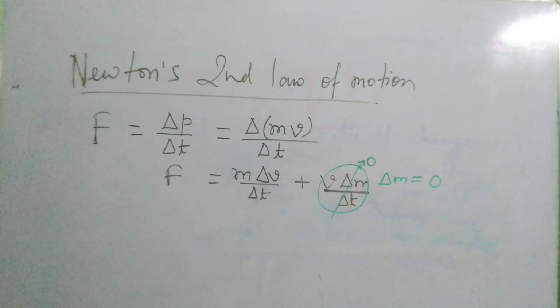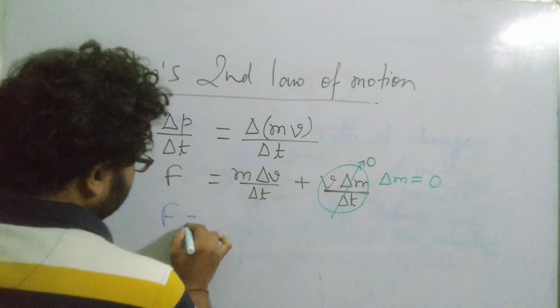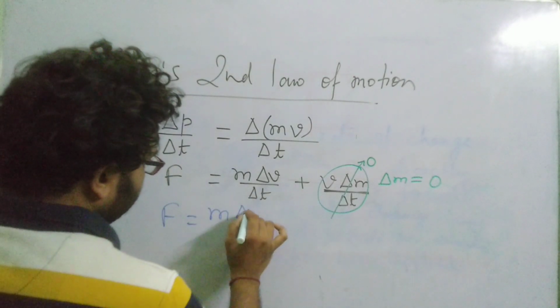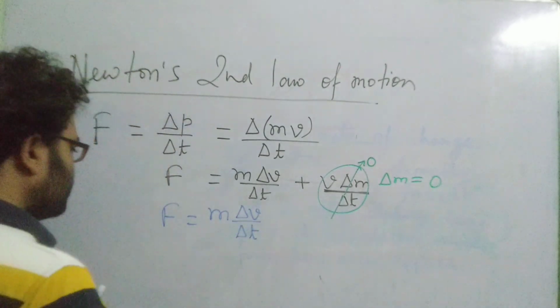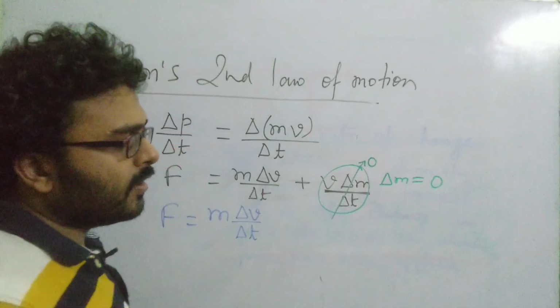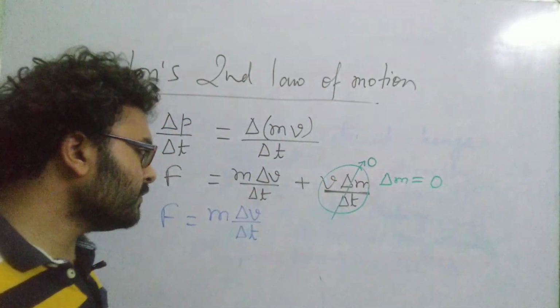So what does the expression turn out to be? It turns out to be F equals m delta V by delta T. Now what is delta V by delta T? This is the rate of change of velocity. So what is the rate of change of velocity?